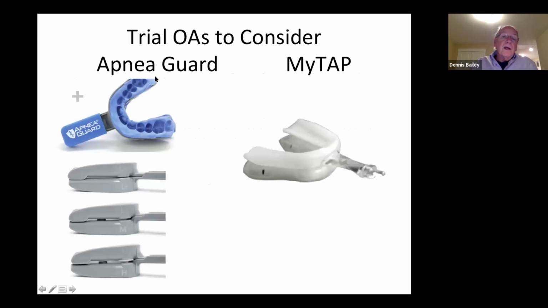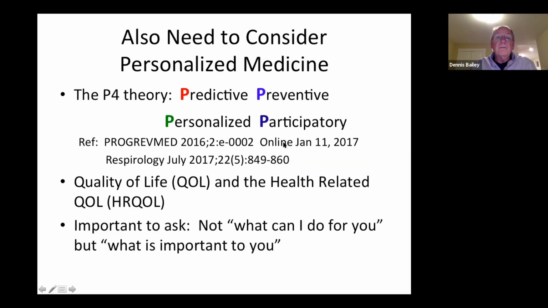Now, two of the appliances that are used, the study from Better Night in San Diego used the apnea guard, which I'm in big favor of. This is a very simple one to use. And the reason I like this one is because it comes in varying verticals. So you can change the vertical on it as you deem it appropriate. This is the MyTap appliance that was used in the one study.